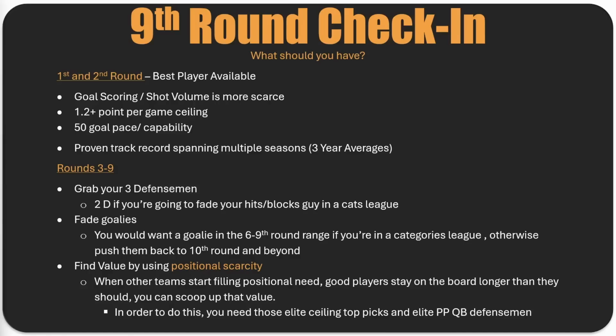Typically, those are very scarce. But even now, lately, the goal-scoring centers, the guys like Brayden Point, and obviously McDavid, Draisaitl, MacKinnon, Matthews, all of those guys are very scarce as well because of the pace that they can put up, 60-goal pace. But obviously, you're going to want to grab those very rare positional scarcity guys that are very hard to find on the waiver wire or deeper in the draft. That will unlock a lot of value throughout the rest of your draft.